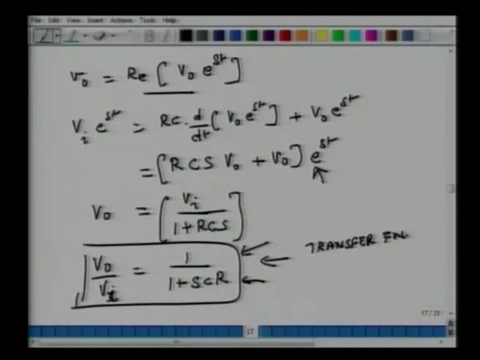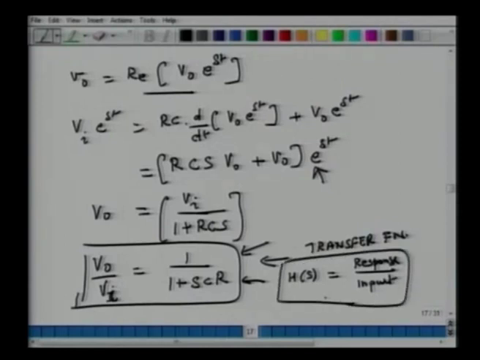In a strict sense, here it just happens that V naught and Vi are the complex magnitudes of the actual voltages. In a very strict sense, the transfer function, which can be designated as H(s), is basically response over input. But it just happens that e^(st) goes away because it's a linear system. So this is what we call a transfer function.